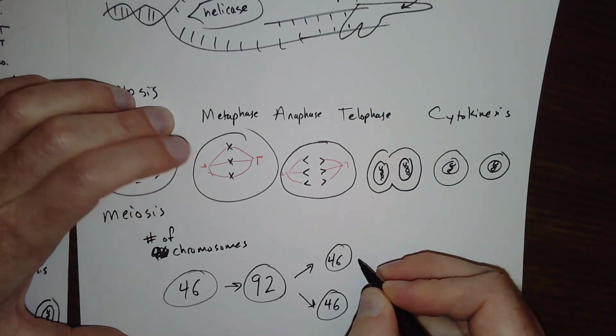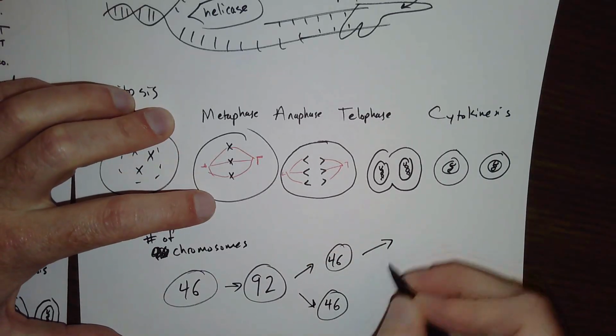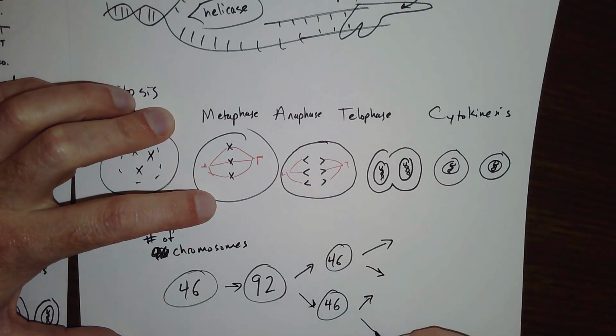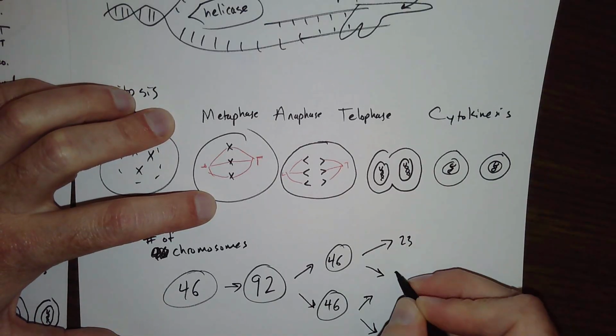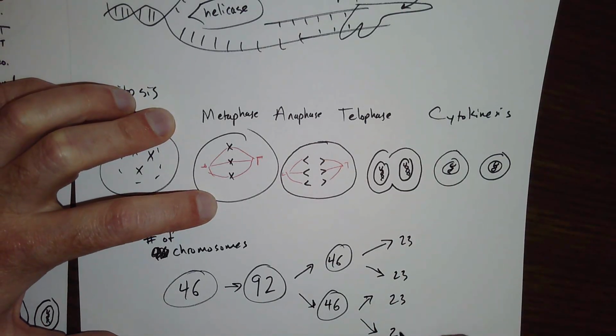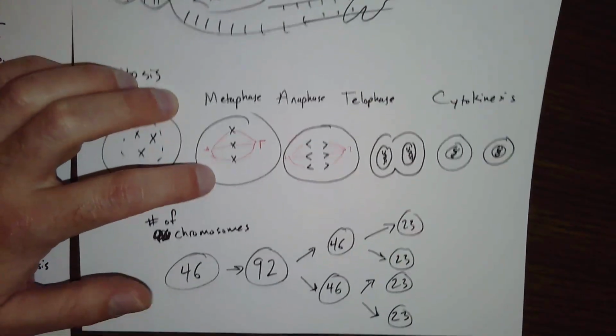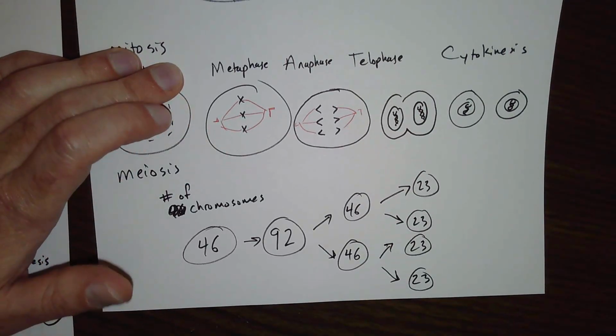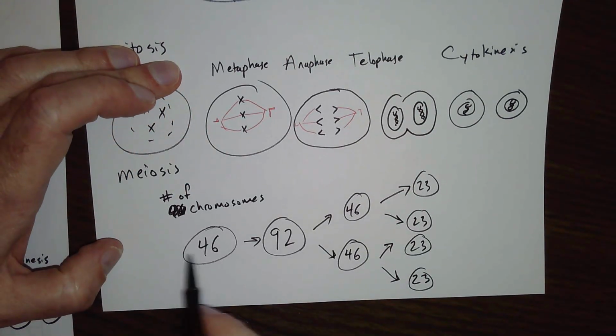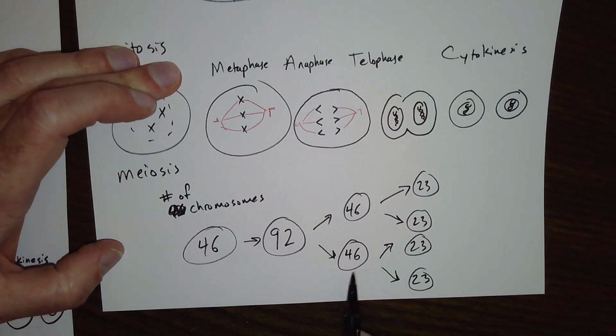But then in meiosis, it divides again. So this is 23, 23, 23, 23. These would be sperm cells or egg cells, pollen or caviar if this is fish. Again, this is not actually exactly what's happening, but it's pretty close.